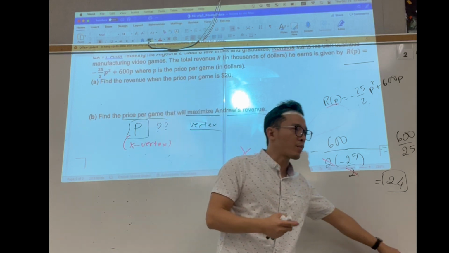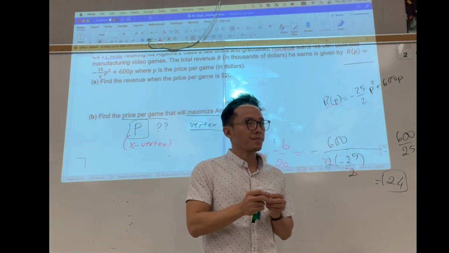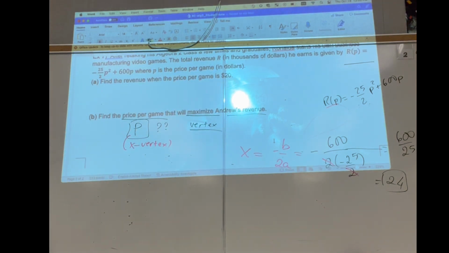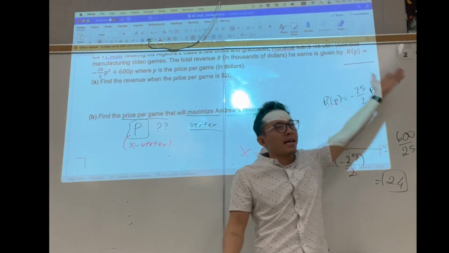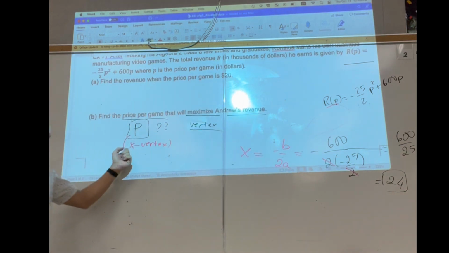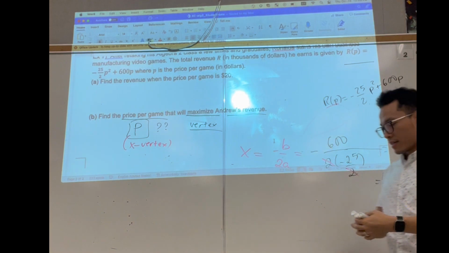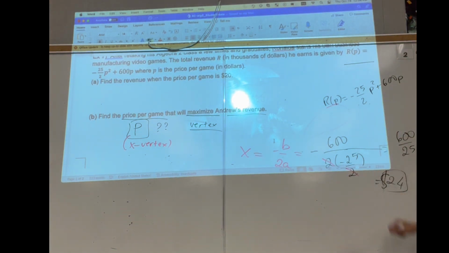If it's no, then what do we need to do next? Find the y? Is that what they're asking you? They're asking you to find the p, right? The p in this case is like the x. So actually they're asking you to find the x vertex. So this is the final answer. What is your unit? It's $24.